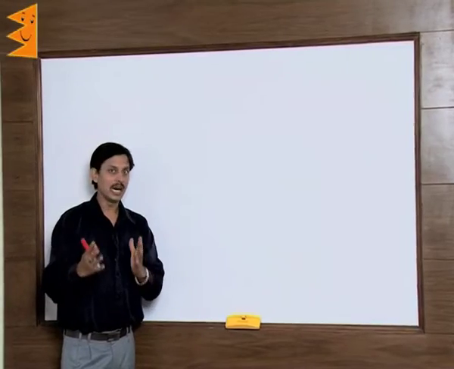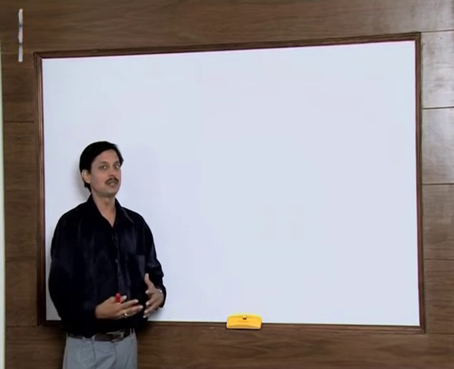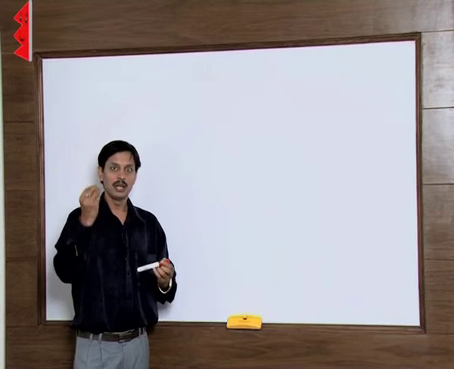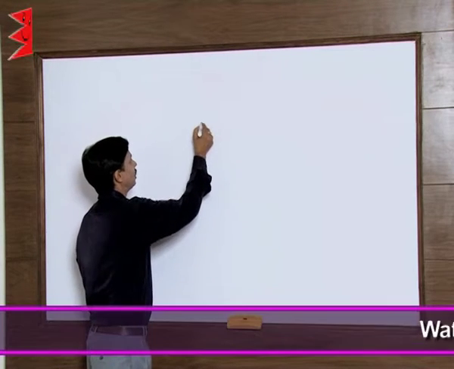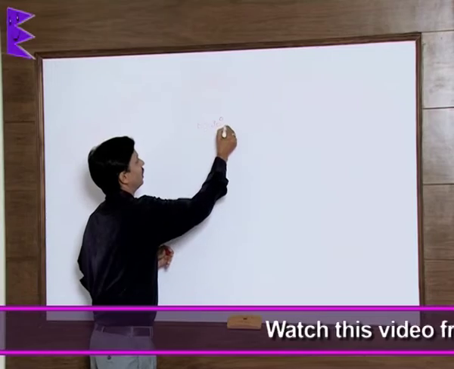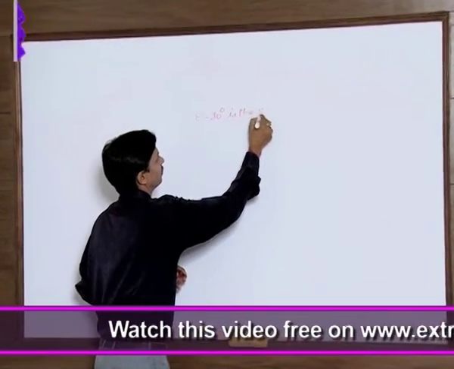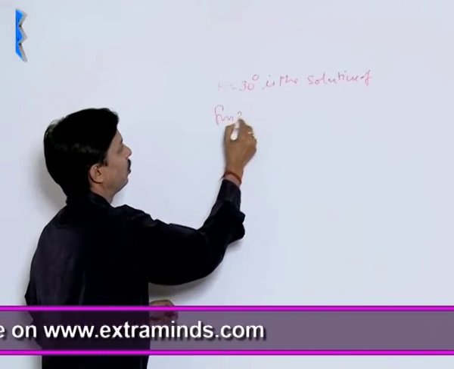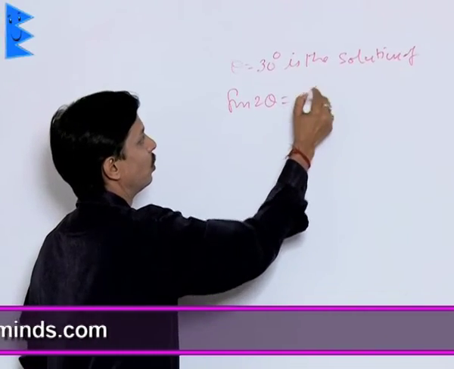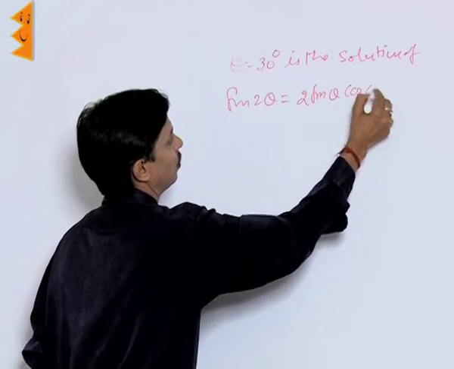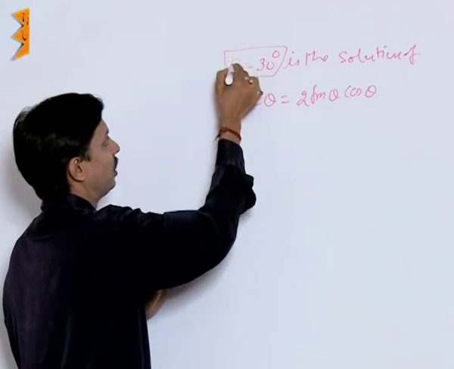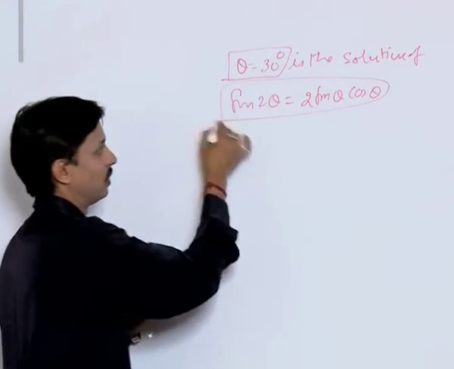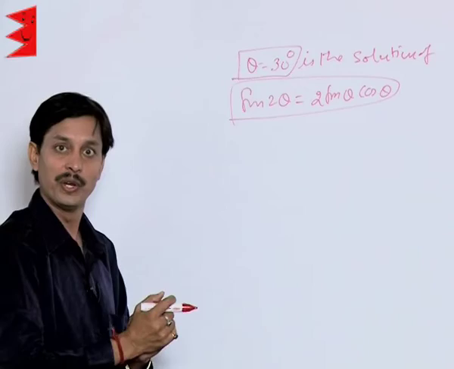Now we will see how to apply the standard angles while we solve problems. Suppose I say: verify that theta equals 30 degrees is the solution of sine 2 theta equals 2 sine theta into cos theta. How will we do it?